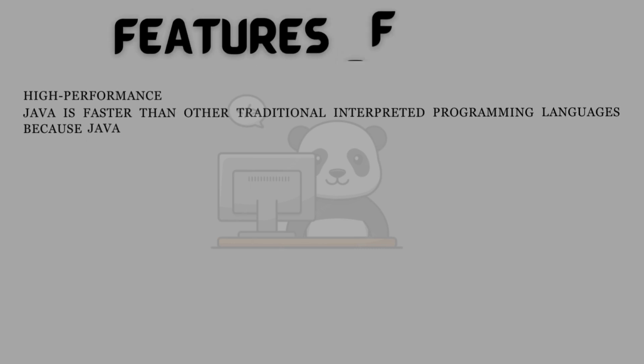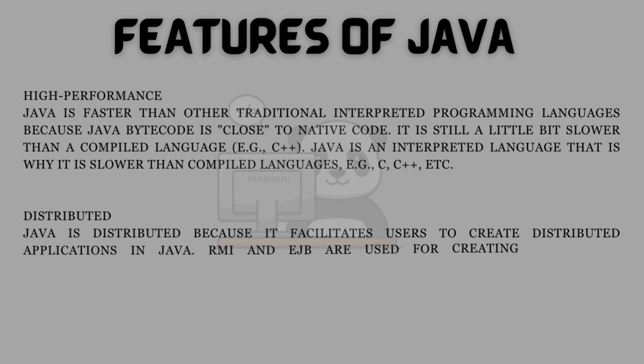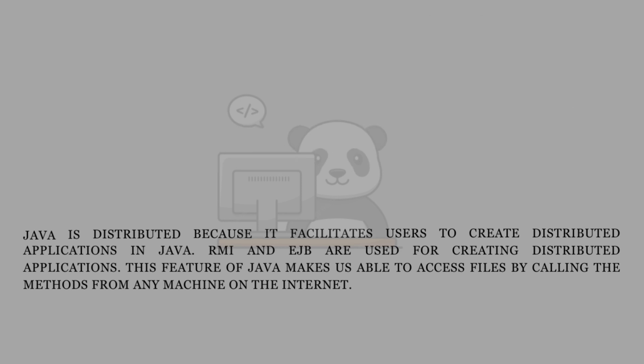High performance. Java is faster than other traditional interpreted programming languages because Java bytecode is close to native code. It is still a little bit slower than a compiled language, e.g., C++. Java is an interpreted language, that is why it is slower than compiled languages, e.g., C, C++, etc. Distributed. Java is distributed because it facilitates users to create distributed applications in Java. RMI and EJB are used for creating distributed applications. This feature of Java makes us able to access files by calling the methods from any machine on the internet.